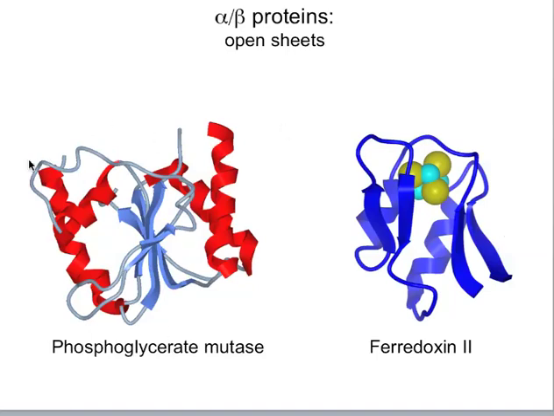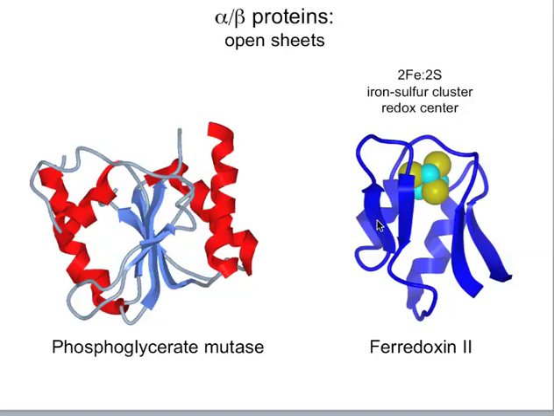A couple of other alpha-beta proteins that are worth mentioning. This is a fairly common structure represented here by phosphoglycerate mutase. Sort of a sandwich, if you will, of beta strand with the bread of the sandwich being these alpha helices. I call these open sheets because they're not wrapping around to close themselves off into a barrel. And here ferredoxin is another, so maybe an open-faced beta sandwich. There's helices on one side, the beta strands on the other.